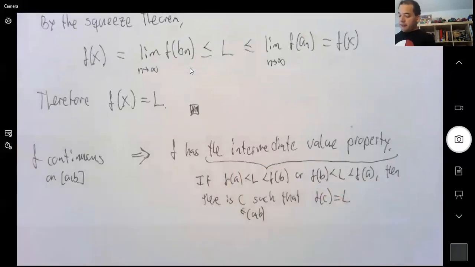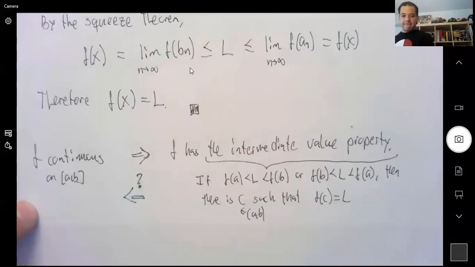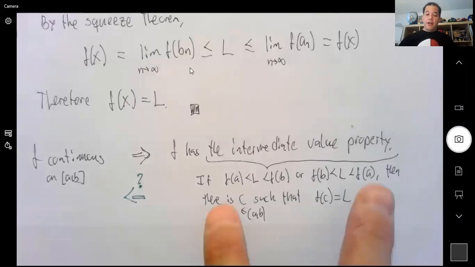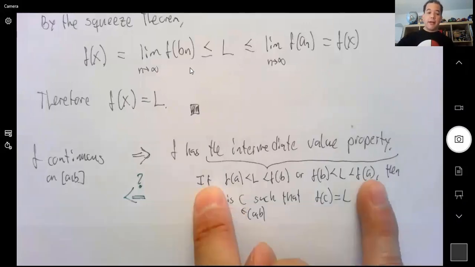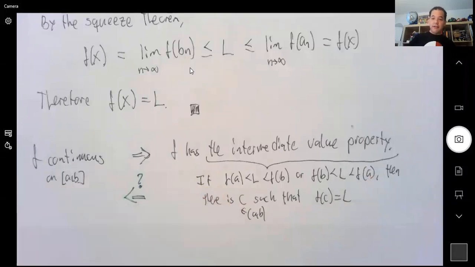What about this question? Is it true that the opposite happens? Is it true that if you have a function that has the intermediate value property, then it's continuous, right? Oh, nice question, right? And it turns out that this is false, right? So the converse is not true.